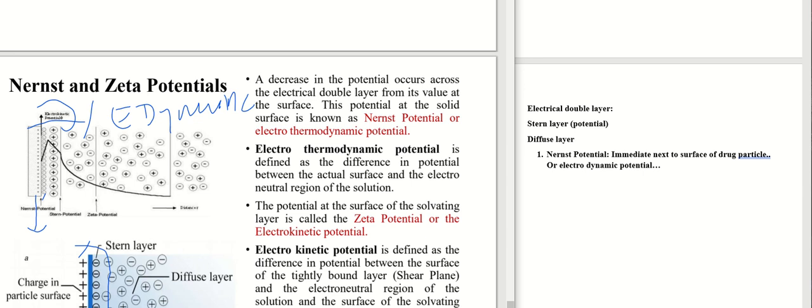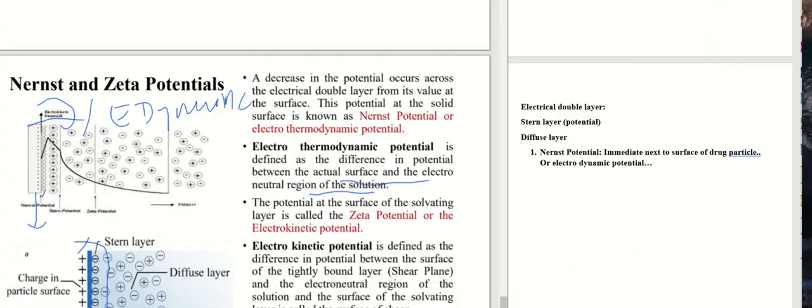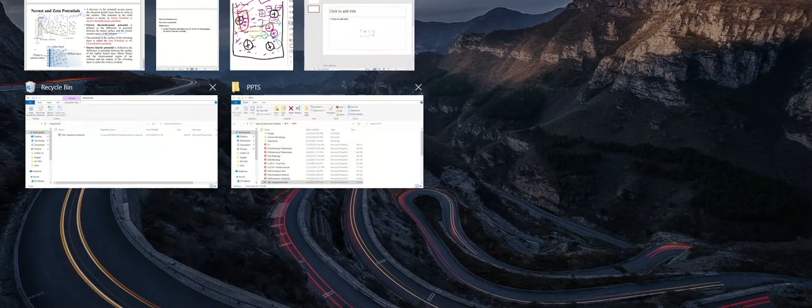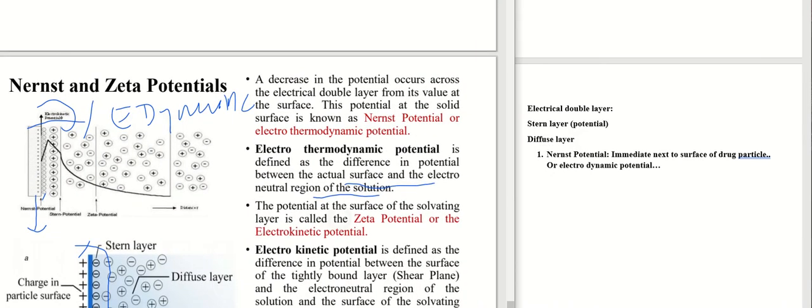Electrodynamic potential is actually defined as the difference in the potential between the actual surface and the electroneutral region. The actual surface, the actual surface and the electroneutral region here, electroneutral region. So the difference between these two will be given as the Nernst potential.